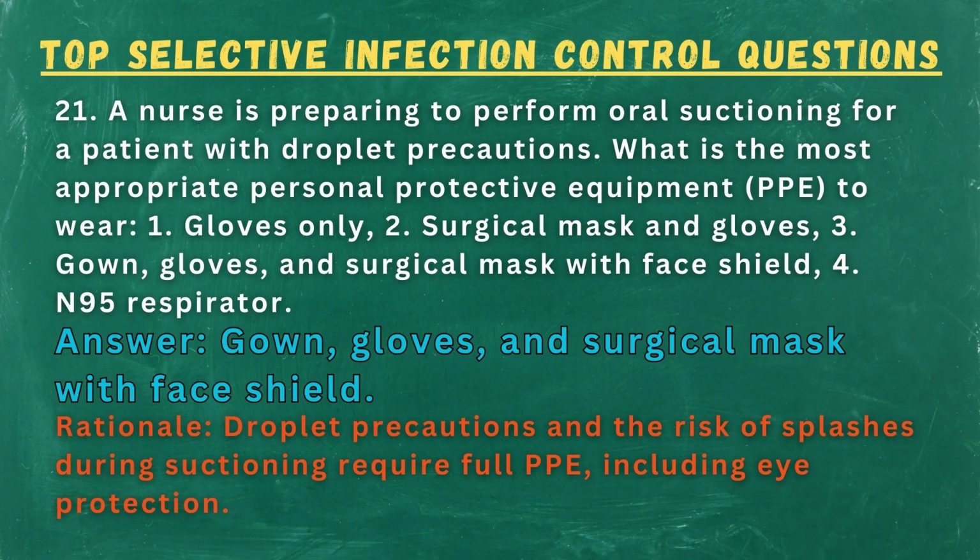21. A nurse is preparing to perform oral suctioning for a patient with droplet precautions. What is the most appropriate personal protective equipment (PPE) to wear? 1. Gloves only. 2. Surgical mask and gloves. 3. Gown, gloves, and surgical mask with face shield. 4. N95 respirator. Answer: gown, gloves, and surgical mask with face shield. Rationale: droplet precautions and the risk of splashes during suctioning require full PPE, including eye protection.